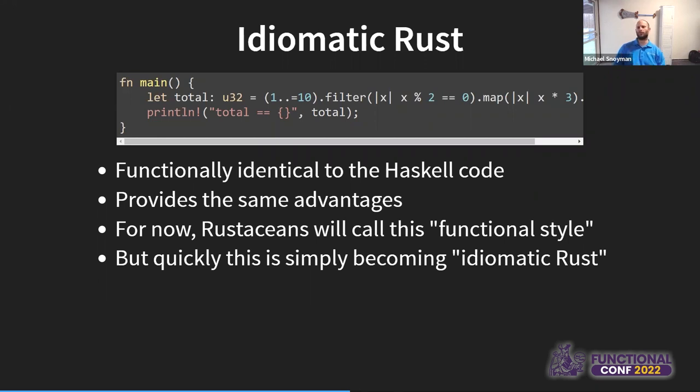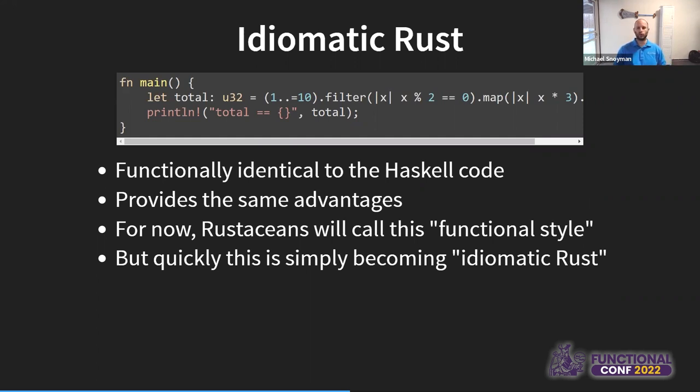So sure, it's a little bit more verbose than the Haskell code, but conceptually it's identical. Right now, if you go to a Rust station and you bring up this code, they will probably refer to this as functional style, which is cool. They're still giving a nod in the direction of us cool FP people who came before them and came up with all of these great ideas of functional programming. But very quickly, this is simply being called idiomatic Rust code. And that's an important distinction. People aren't saying, I'm writing FP in Rust. People are saying, I'm writing Rust the correct way.